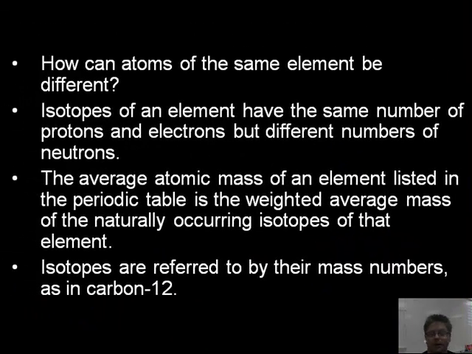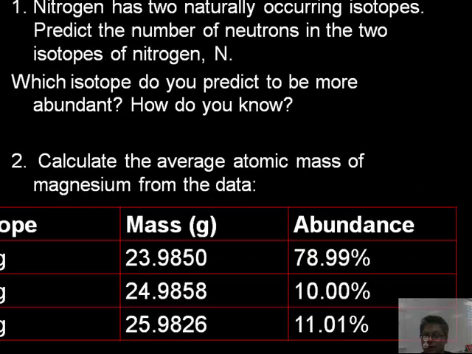Now, atoms of the same element can be different by a different number of neutrons. Same elemental properties, same physical properties, they just have different masses. Isotopes are referred to by their mass numbers, such as carbon-12, and to get that, we use the weighted average. So here's a check-in question for you to do. Good luck.